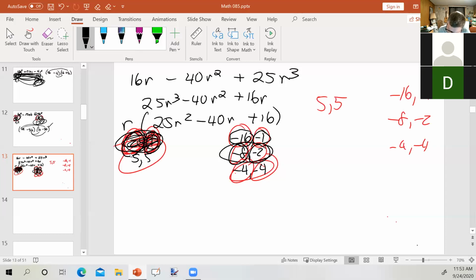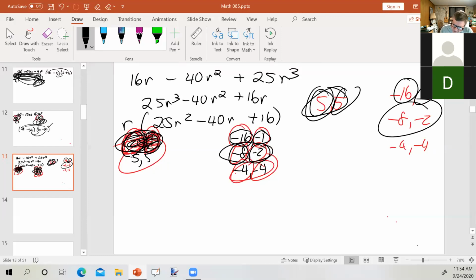All right, so 5 times negative 16 is negative 80. 5 times negative 1 is negative 5. Negative 80 plus negative 5 is negative 85. Now, since these two numbers are identical, if I switch them around, I'm going to get the same result. Okay, so that didn't work. Let's take these two. 5 times negative 8 is negative 40. 5 times negative 2 is negative 10. Negative 40 plus negative 10 is negative 50. Switching them, we'd get the same result.